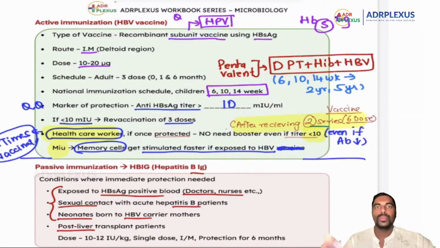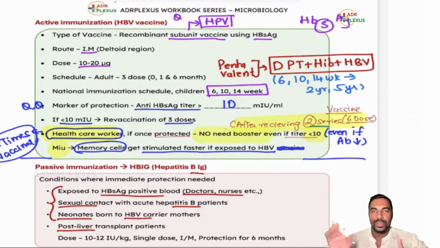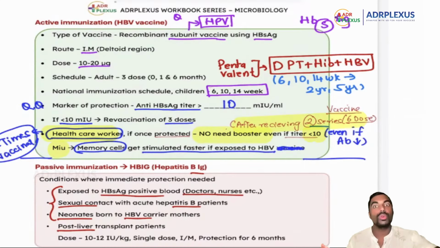For a non-responder, after 2 schedules of vaccine, three doses each, still less than 10 means you need no vaccine. That was the main point. If once protected, no booster at all. So vaccine is out. No vaccine business here. Either the sensitized immune cells automatically produce the antibody, or we are going to give immunoglobulin, which is antibody only, right?